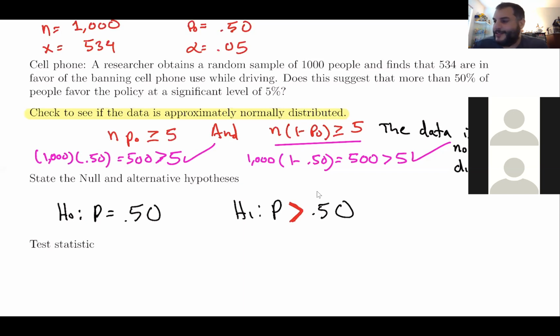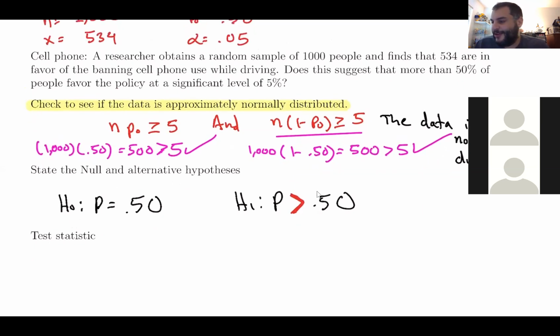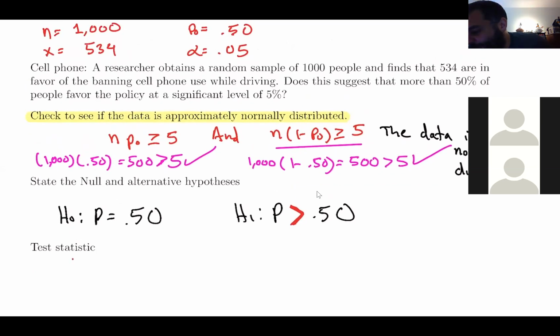All right. So up next, we're going to do the test statistic. So this is where you're going to let your calculator do most of the work. So for the test statistic, you're going to need an X value, which is 534. You're going to need N, which is 1,000. And you're going to need P naught, which is 0.50.